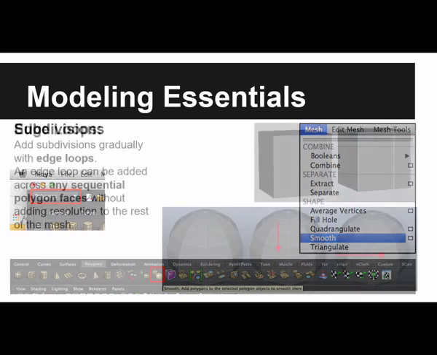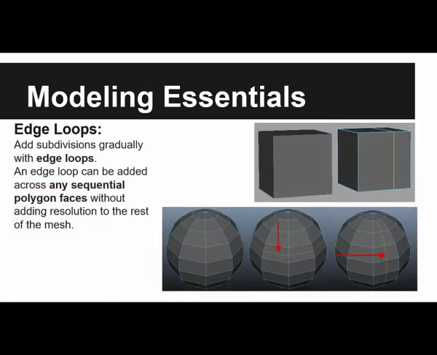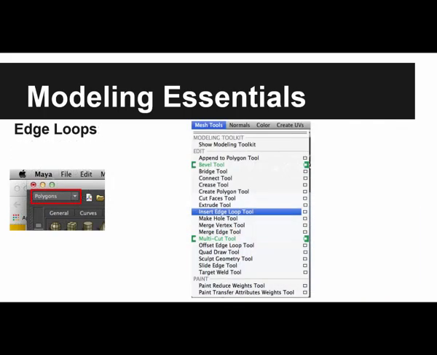Edge loops. Add subdivisions gradually with edge loops. An edge loop can be added across any sequential polygonal faces without adding resolution to the rest of the mesh. It's very handy. Edge loops can be found, once again, under Mesh Tools in Maya. Now in Maya 2018 and 19, instead of the polygons drop-down, it's found in the modeling drop-down.